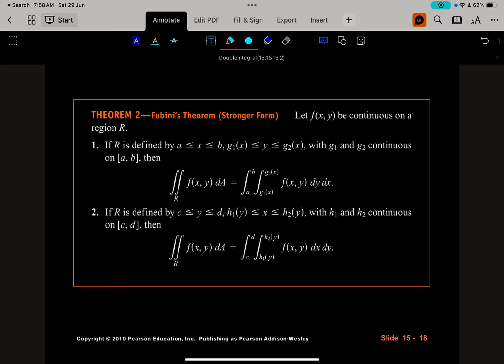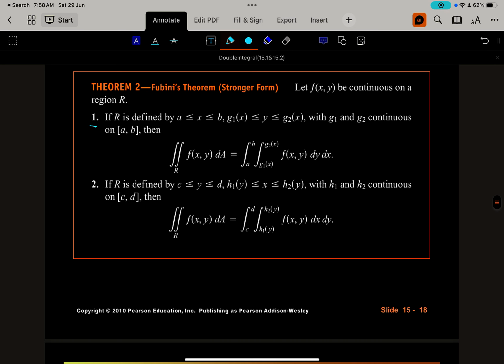And this is the stronger form of Fubini's theorem. So let f of x, y be continuous in region R, then 1. If R is defined by x bigger than or equal to a, and smaller than or equal to b, and y bigger than or equal to g1 of x, smaller than or equal to g2 of x, then with g1 and g2 continuous on [a, b], we get this. And the same goes for the other case, if R is defined by the region y bigger than or equal to c and smaller than or equal to d, and x bigger than or equal to h1 of y, smaller than or equal to h2 of y, with h1, h2 continuous on [c, d], then we get the other form.